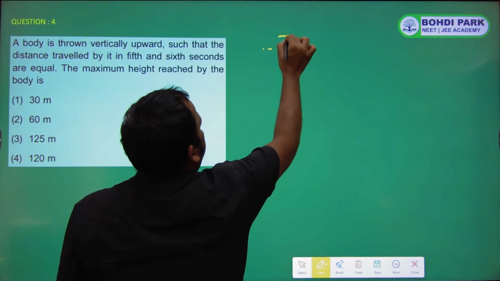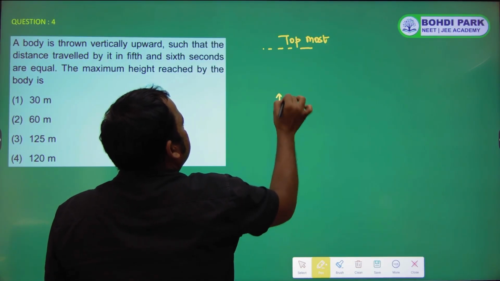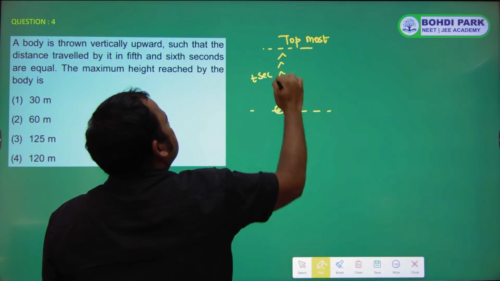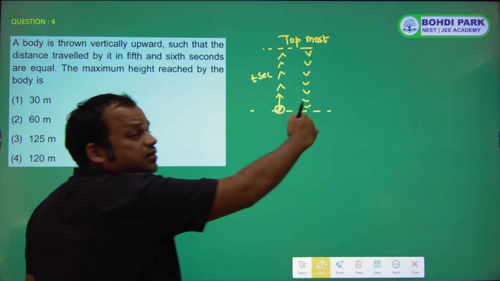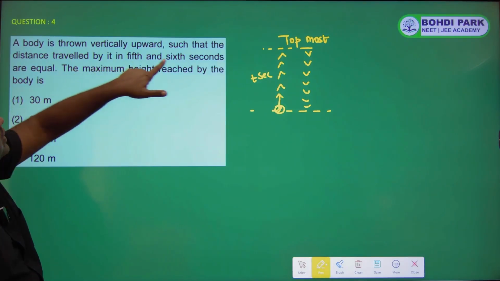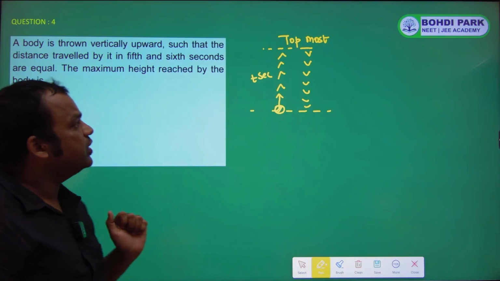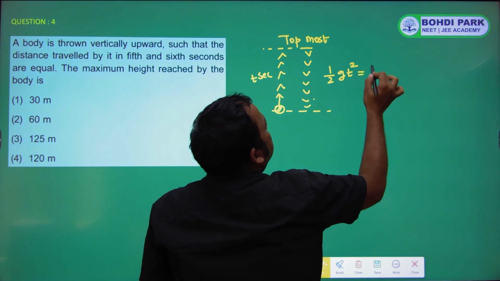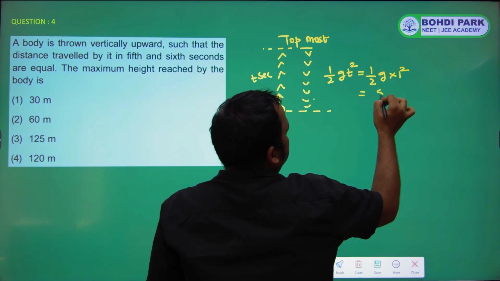Suppose this is the topmost point. The ball is going from this level and it is taking t seconds to go up. So same distance it will cover in next t seconds when going down. Now that t second is given as 5th and 6th second. So 5th and 6th second is 1 second. So in this t second, how much distance it will cover? Half g into 1 square. So that is equal to 5 meter.